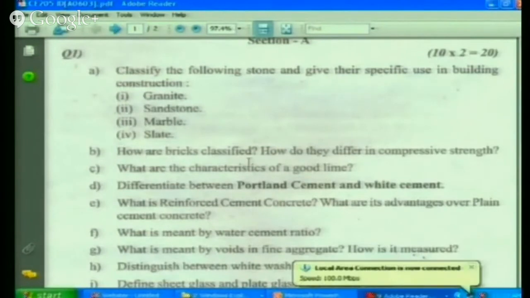And the second is, how are bricks classified? Now, what will be the answer if I pose this question? How are bricks classified? Do we have a civil engineer here? Anybody from civil engineering?